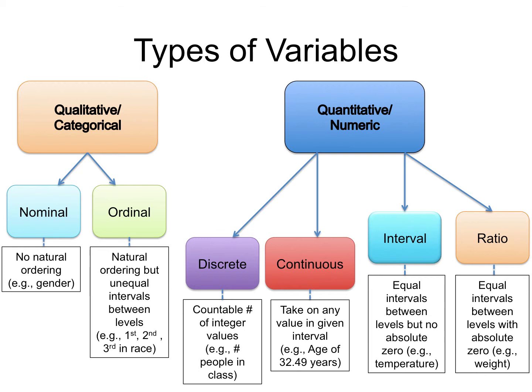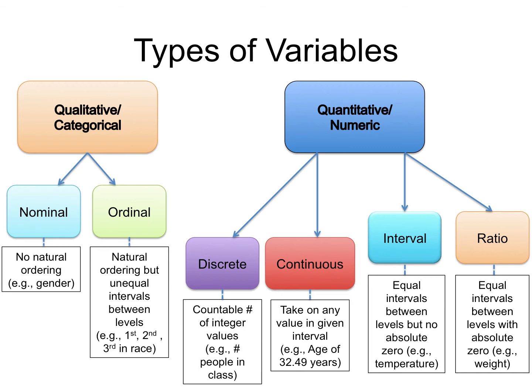Quantitative variables can also be discrete or continuous. Discrete means that they can take on a countable value, for example, the number of people in your class. This can only be counted as 1, 2, 3, or 4. You can't have half a person. But conversely, continuous variables can take on any value. For example, your age could be 32 and a half years.